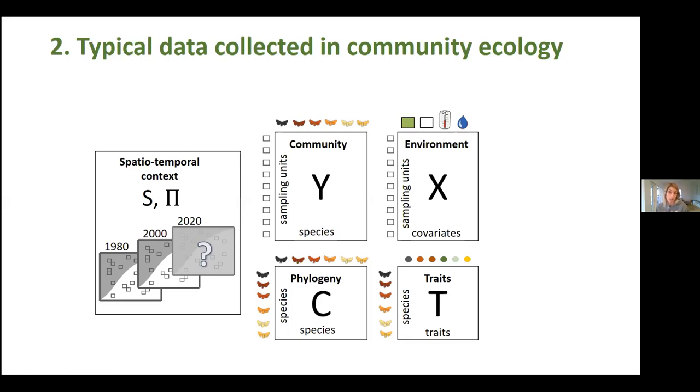And when we are collecting data, we also collect some data on the spatiotemporal context, meaning that if we go to the field at different times, then we have the data on which time we have gone to the field. And if we have different sampling units in space, we also have data on where those sampling units are. So let's look a bit more deeply at these data matrices one by one.